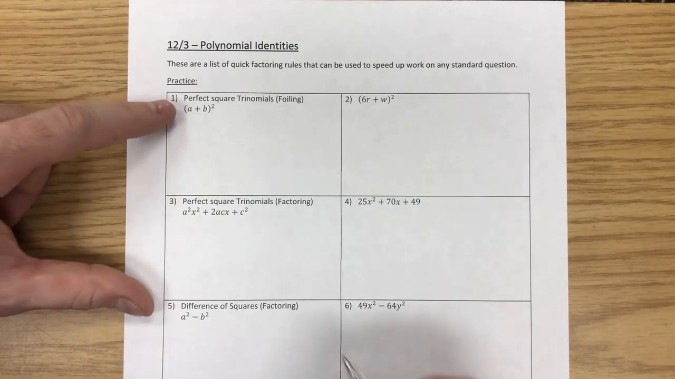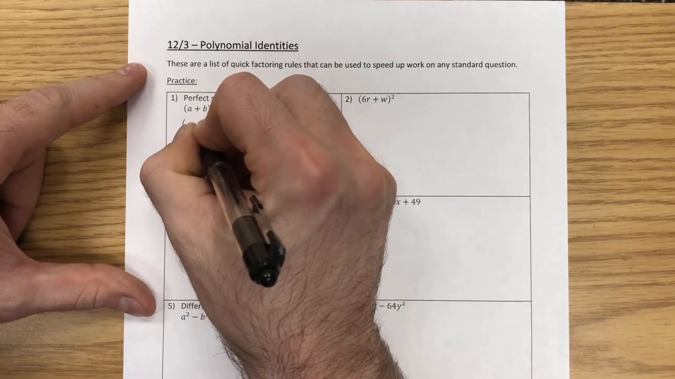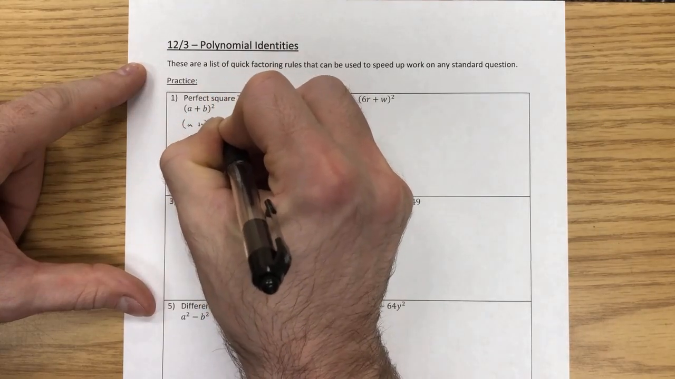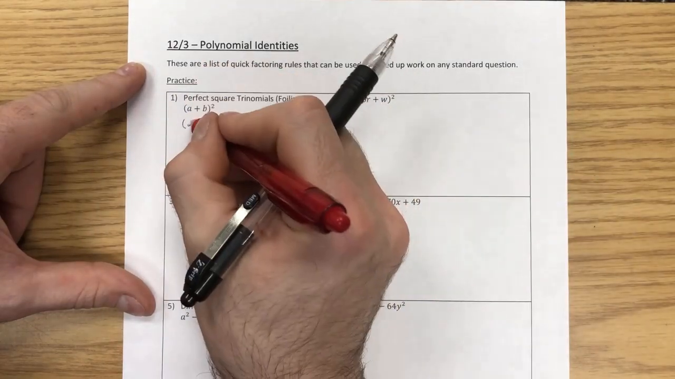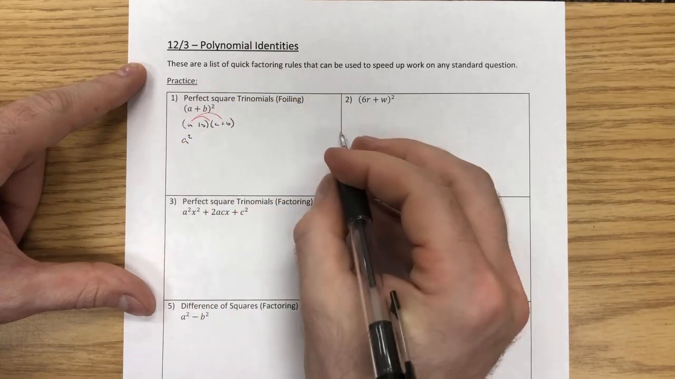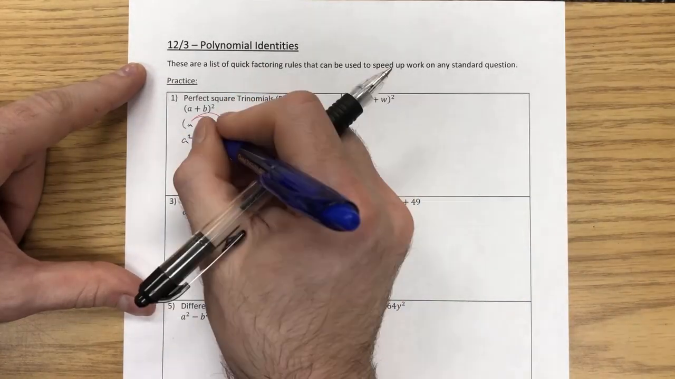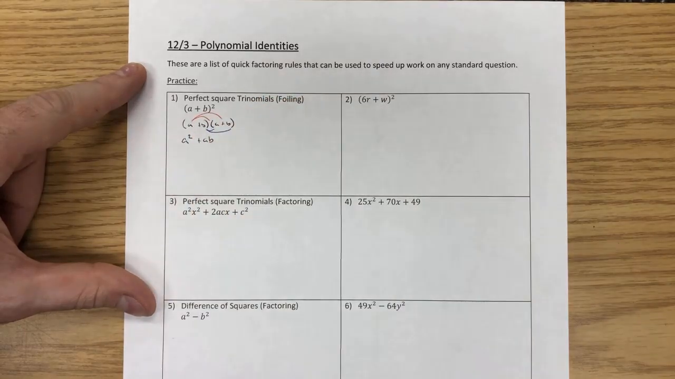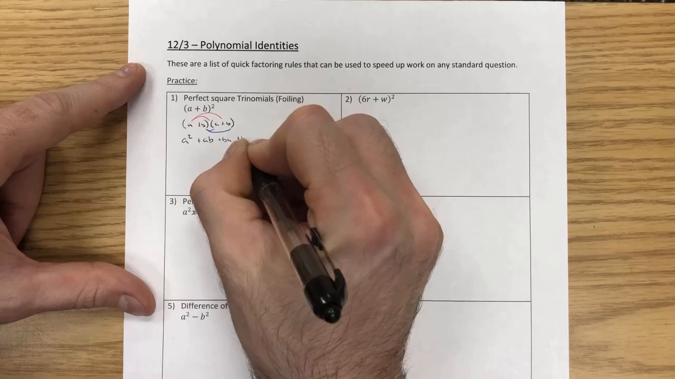So if I have an equation like a plus b squared, that's telling me that I have a plus b times a plus b. I am going to distribute my a to both terms. So I'm going to get a times a, which is a squared, a times b, which is ab. And then I'm going to go ahead and distribute my b to both terms. I have b times a, and then I have b squared.